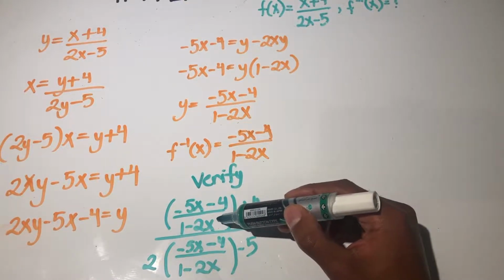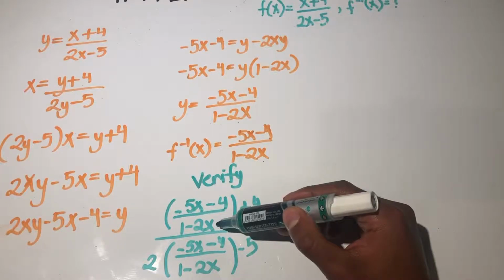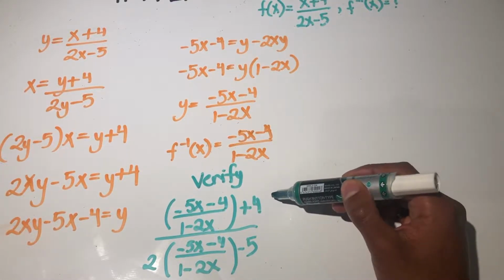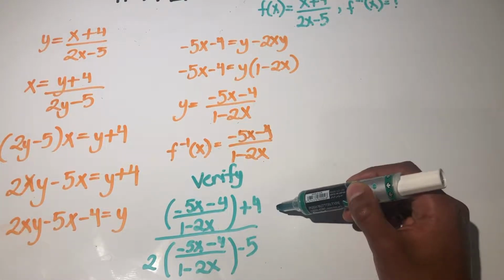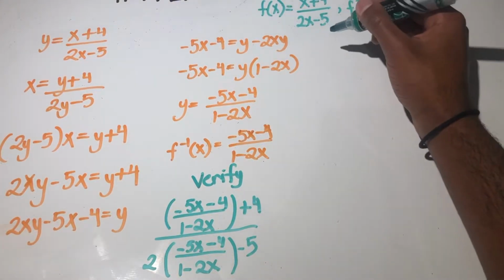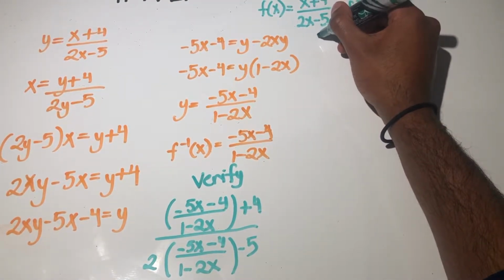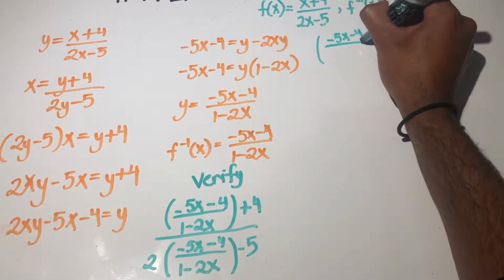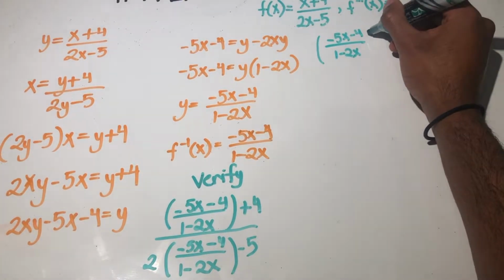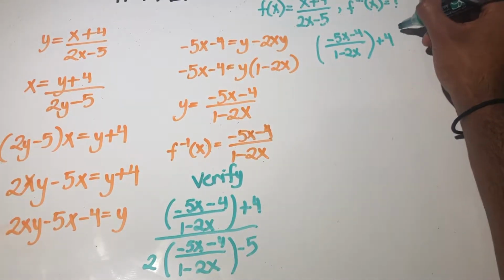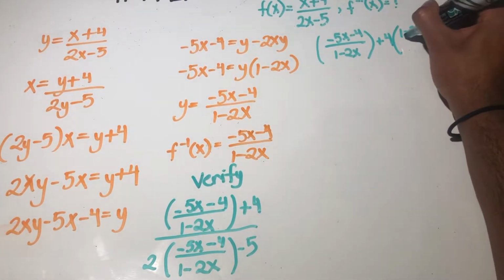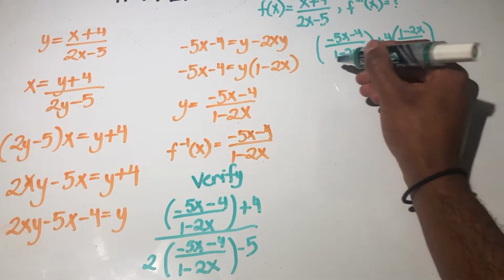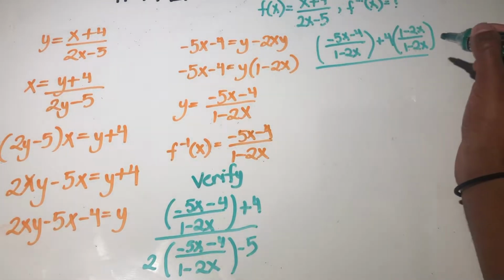What we can do is take 1 minus 2x and multiply it by 4 in the numerator and the denominator, because 1 minus 2x over 1 minus 2x is just 1. So I'm going to go ahead and do that here. We have negative 5x minus 4 over 1 minus 2x plus 4 times 1 minus 2x over 1 minus 2x. Now doing this is going to help combining the top terms. And then we're going to do the same thing in the denominator.